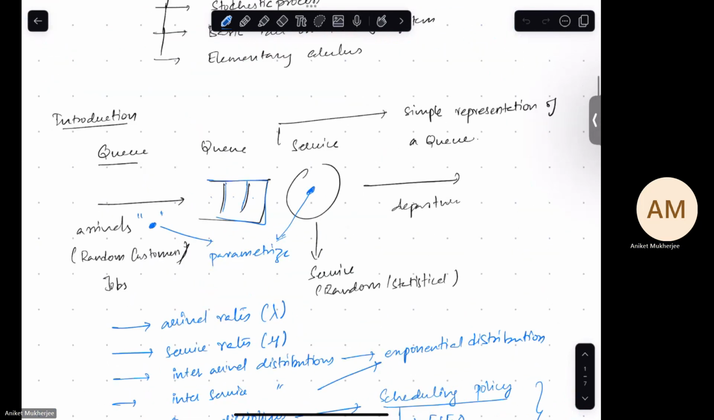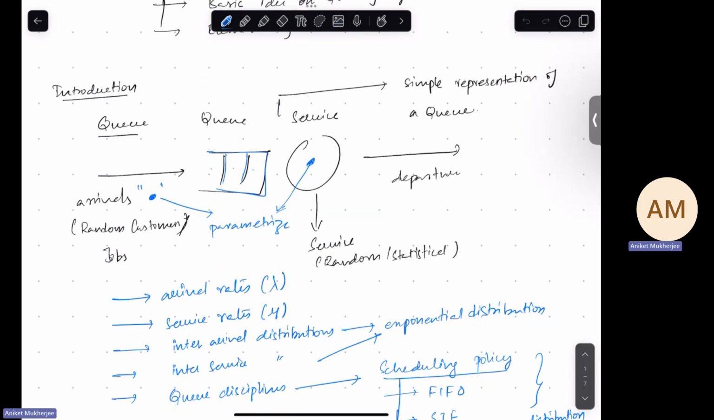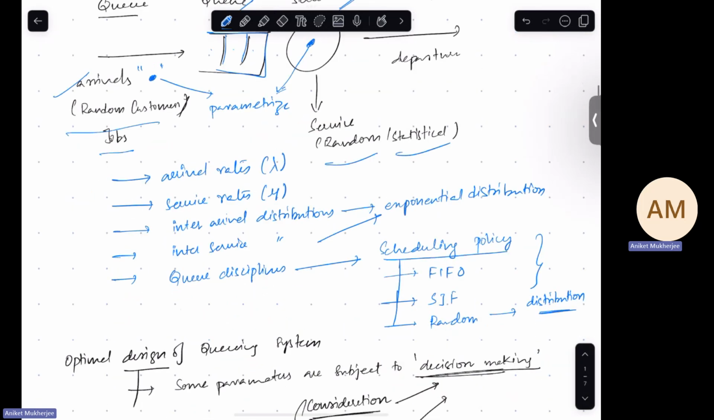So this was a representation of what we were trying to do. We had a service which provides service. We had a queue, and we had arrivals where random customers or jobs come in and get deposited in this queue. They get some random amount of service, with some statistical measure of how much service they get. This is a simple representation of the queue. What we know are the arrival rates, the service rates, and the inter-arrival distributions, which are linked with the service rates, right?